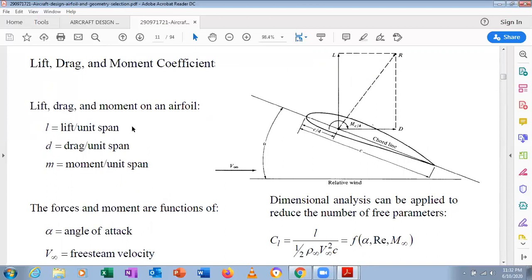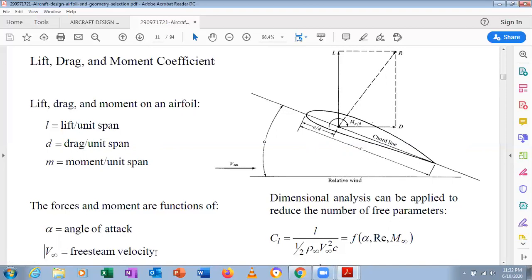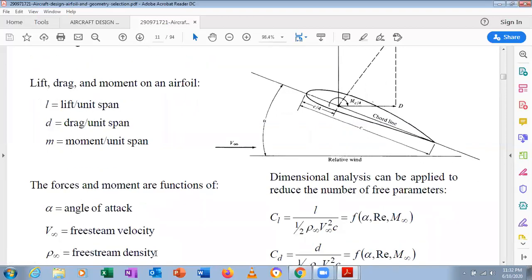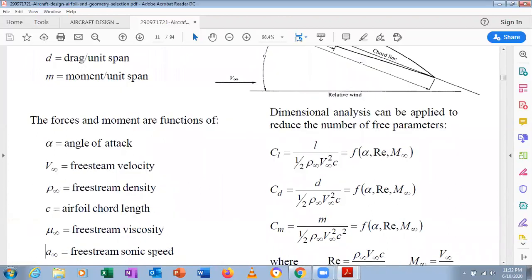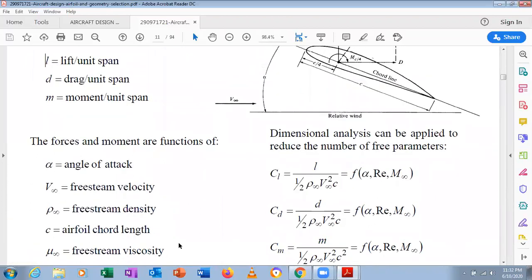L is nothing but lift per unit span. D is nothing but drag per unit span. M is moment per unit span. So already we know that alpha is angle of attack. V infinity is free stream velocity. And rho infinity is free stream density. And we can see here, when you look here, so CL is nothing but a what? L by half rho V square. This infinity, it represents what? It represents free stream density and free stream velocity.